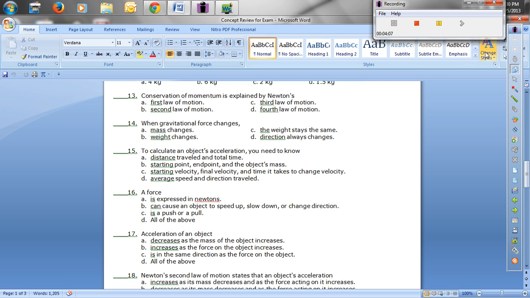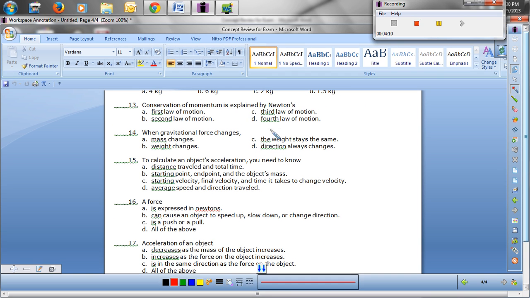Here's another one over momentum. Again, momentum won't be on the test, but it's explained by Newton's second law of motion, which I will teach you. When gravitational force changes, well, that's just weight. So if your weight changes, it's because the gravitational force has changed. If you want acceleration, acceleration is Vf minus Vi over t.